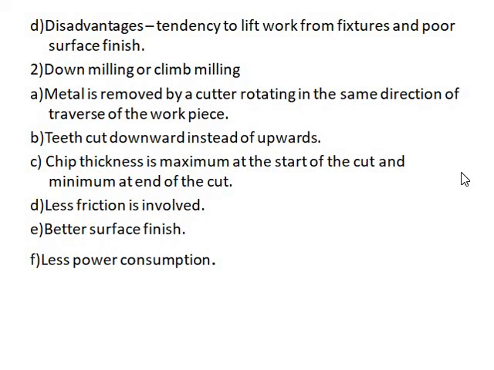Chip thickness, listen carefully, is maximum at the start of the cut and minimum at the end of the cut. What we saw in up milling is that chip thickness is minimum at the start of the cut and maximum at the end of the cut. Here in down milling, chip thickness is maximum at the start of the cut and minimum at the end of the cut. This is the difference. Less friction is involved and a better surface finish is obtained compared to up milling, and less power consumption is also obtained compared to up milling.